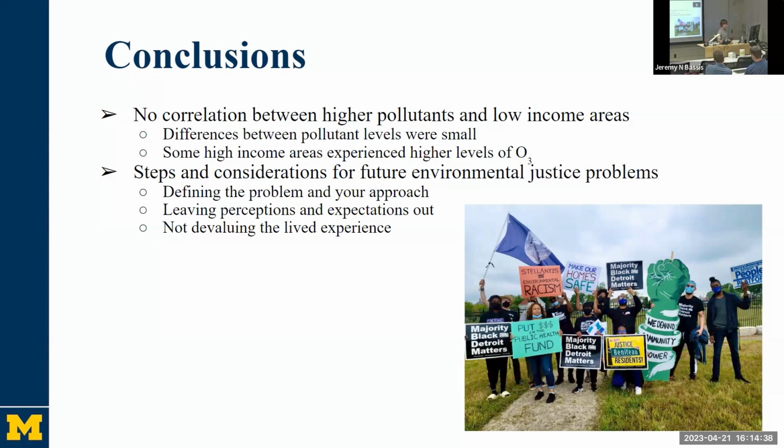So the steps and considerations I have for future environmental justice problems, in hindsight, really go for all kinds of open-ended projects like the ones we're doing. You really need to define the problem in your approach quite well. What is an environmental injustice? What are you looking for? What are the variables and parameters you are going to have for your project?